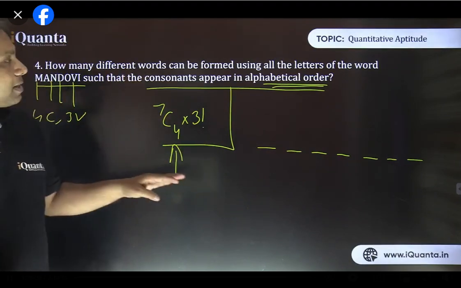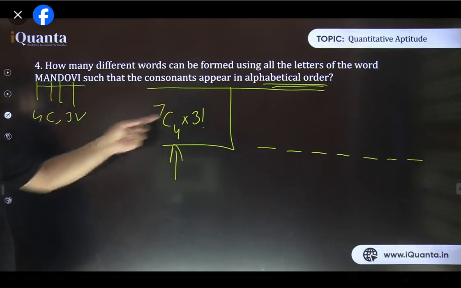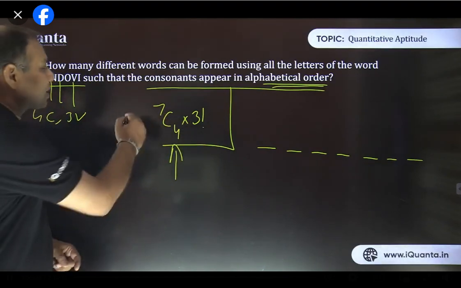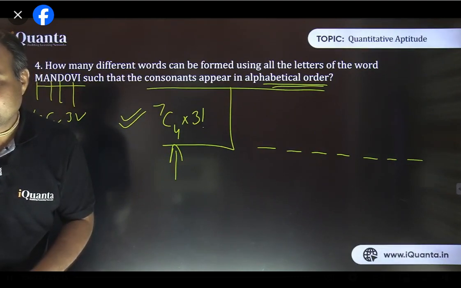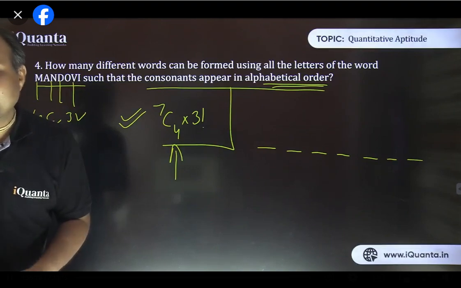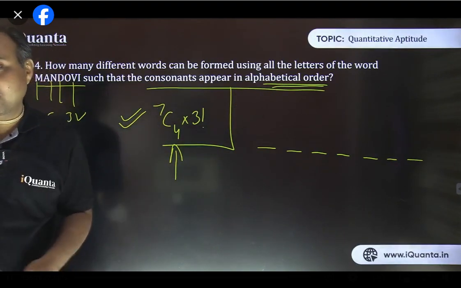And in the remaining 3 places, the 3 vowels can be arranged in 3 factorial ways. So that's how this is the required answer. Is it okay? Yes, consonants are all different and they need to be arranged in alphabetical order. So the order is fixed.